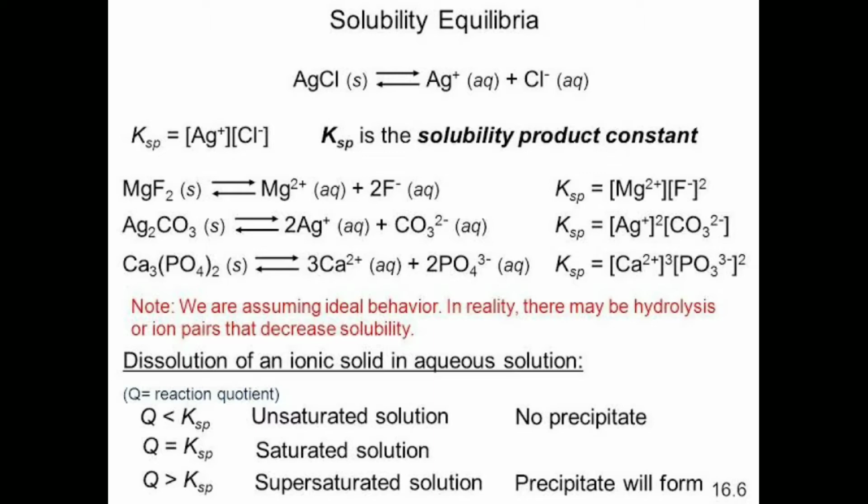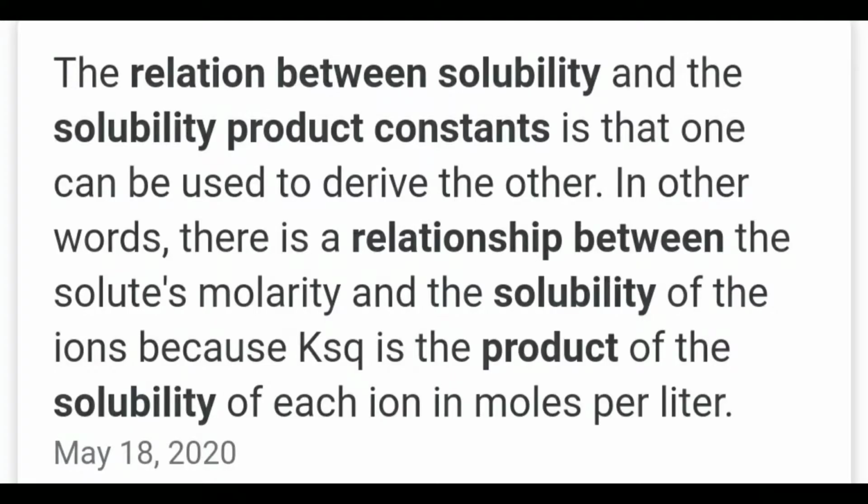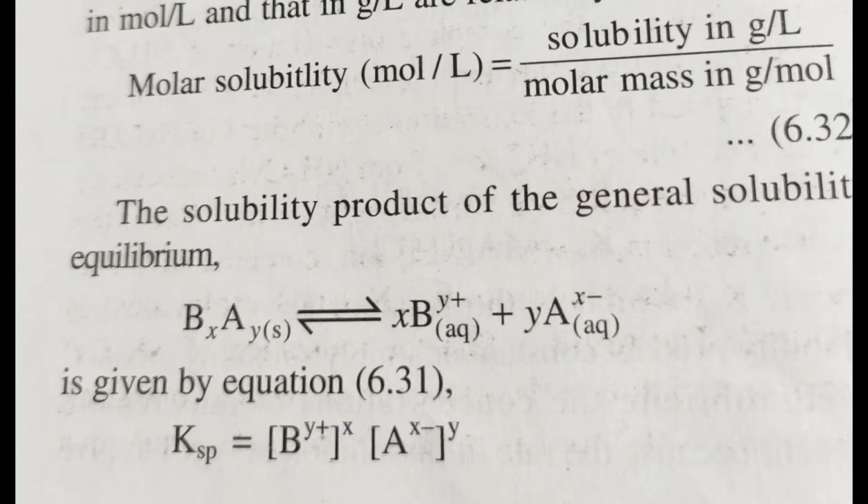We take the next point, that is relationship between solubility and solubility product. The solubility of a compound is the amount that dissolves per unit volume of its saturated solution. The molar solubility, given as mole per dm cube, of a compound is defined as the number of moles of the compound that dissolve to give 1 liter of saturated solution.